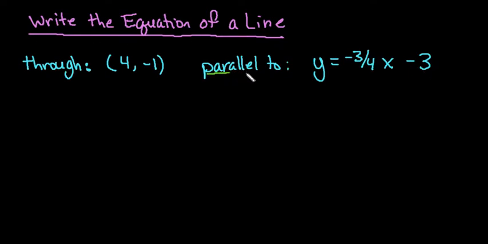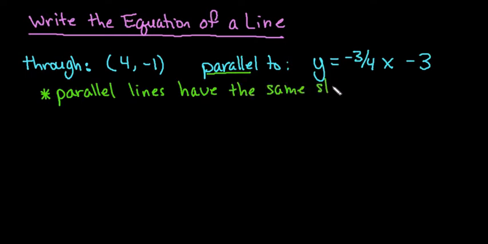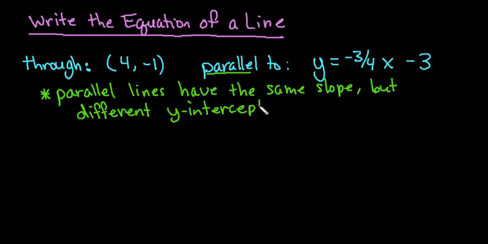Anytime that it says that it's parallel to something else, remember that parallel lines have the same slope but different y-intercepts. Which means that they go up or down at the same rate, but they pass through different places on the y-axis. So with this, the -3/4 is going to be our slope.